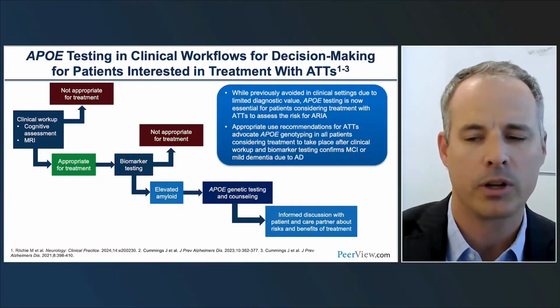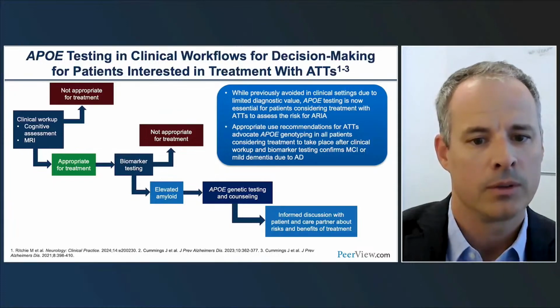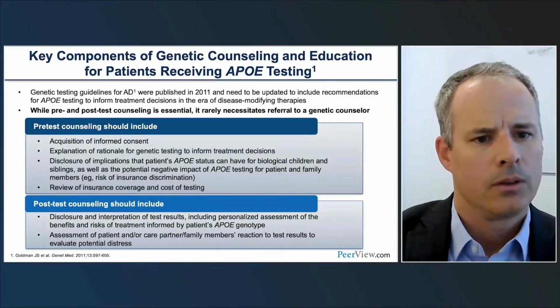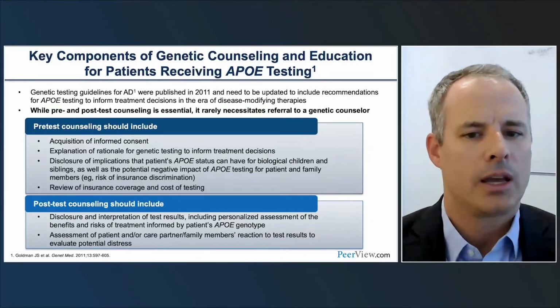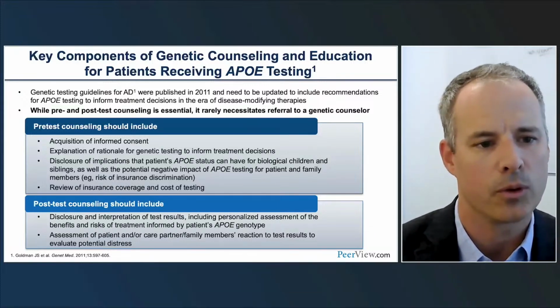So it's important to understand that ApoE testing here is not being used to understand risk for Alzheimer's disease, but rather it's being used to understand risk for ARIA in patients who are likely to be treated with these drugs. So there's some key components of genetic counseling and education for patients who are going to be receiving ApoE testing to inform their treatment.